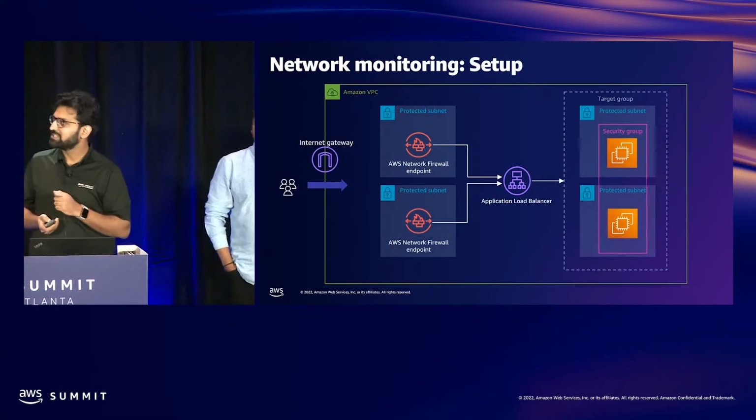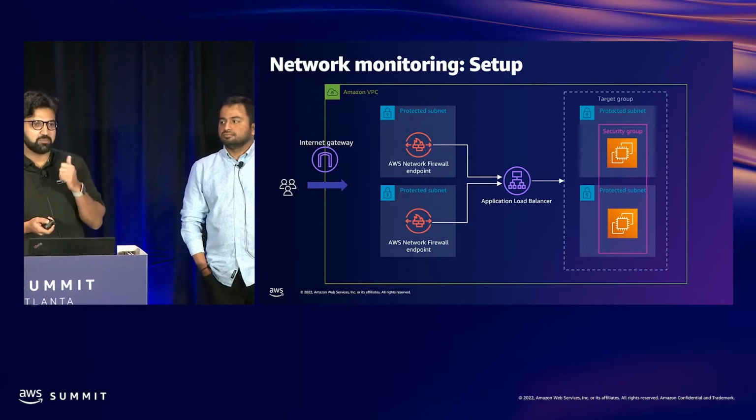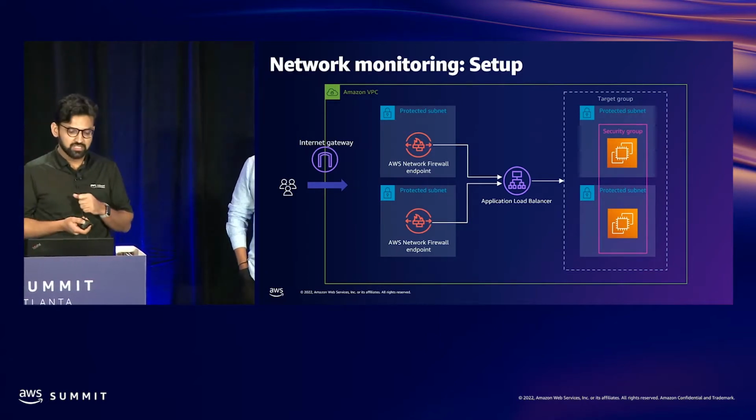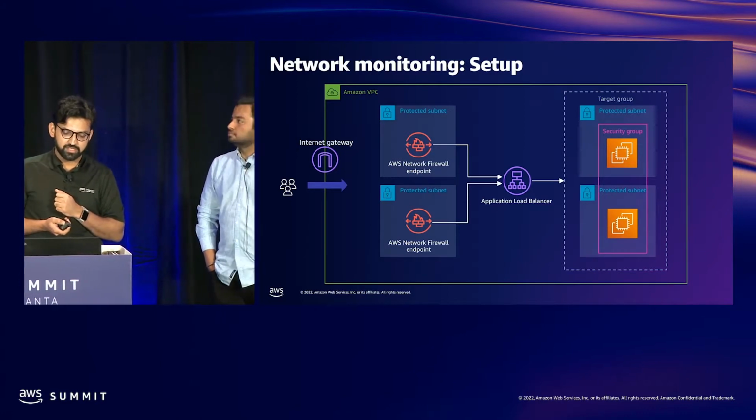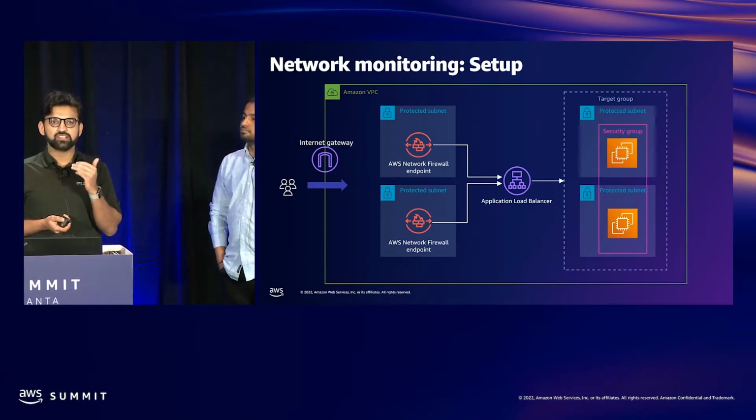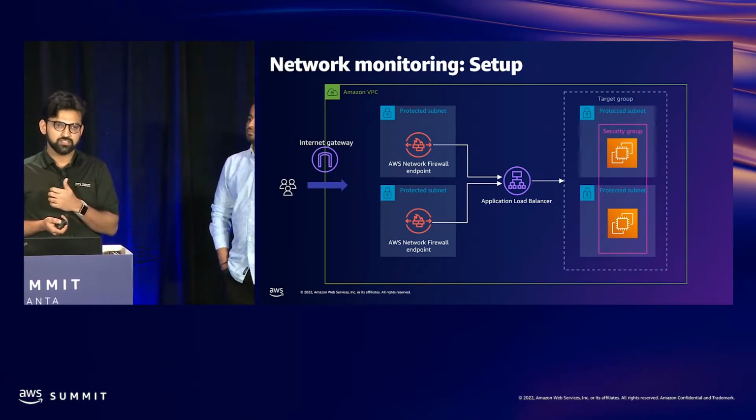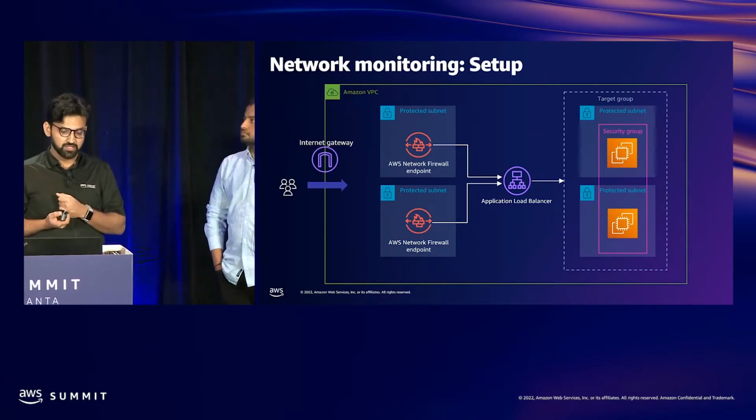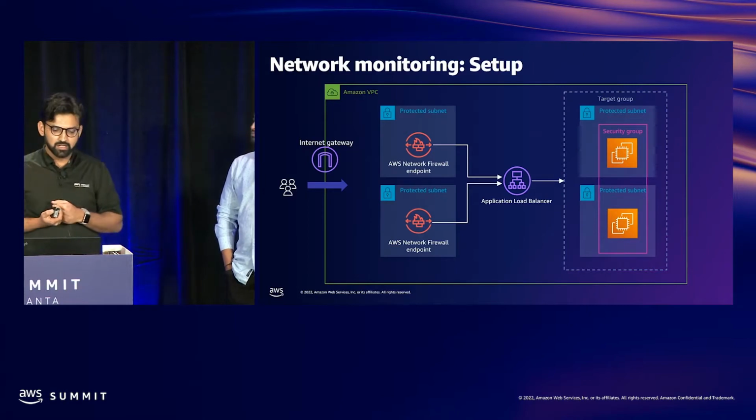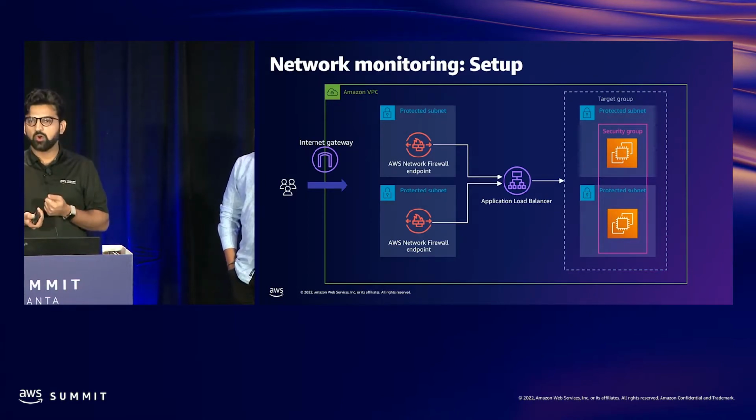So here's an example setup. So I have a public-facing application behind an application load balancer. The traffic is going through AWS Network Firewall. And then AWS Network Firewall, you can actually apply stateful, stateless engine rules so that you can filter traffic, you can monitor traffic, you can detect certain kind of packets and things like that. And then how you can go about monitoring something like this.